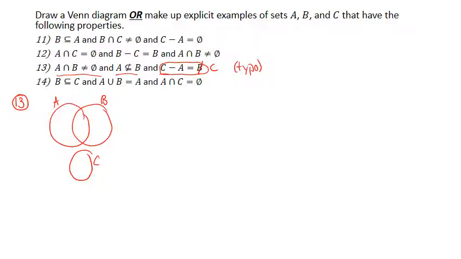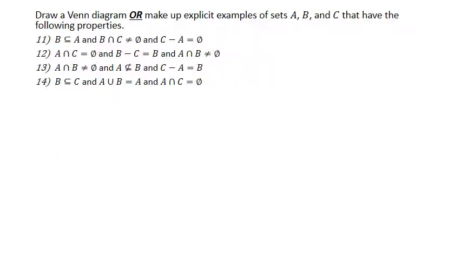And then if we wanted to do explicit examples here, let's see, A and B should not have an empty intersection, but they should not be such that A is a subset of B. So I could do like this, for example, 2, 3. And then for C, I can just make C something completely different, like that.